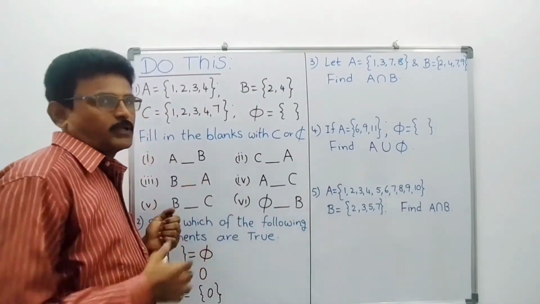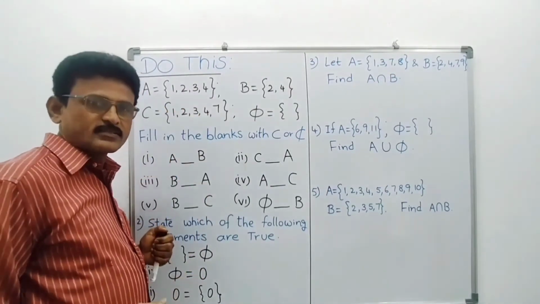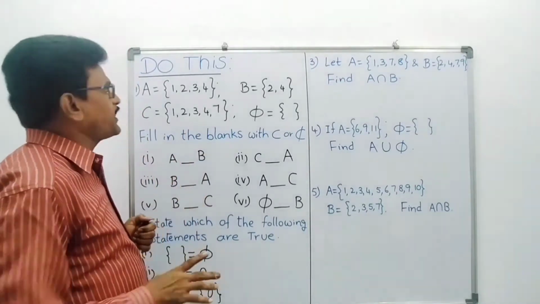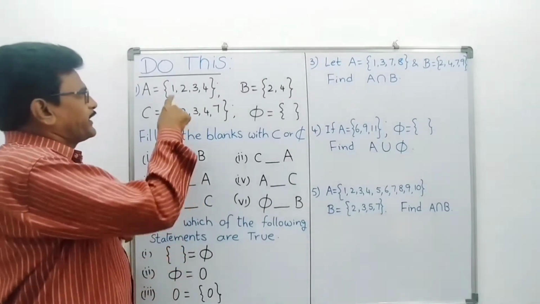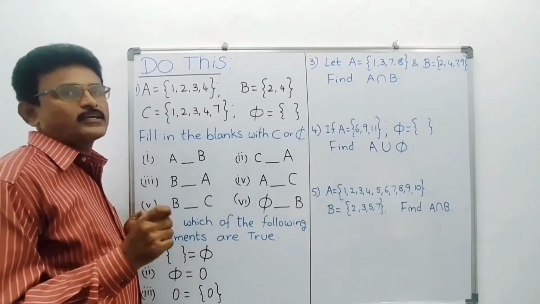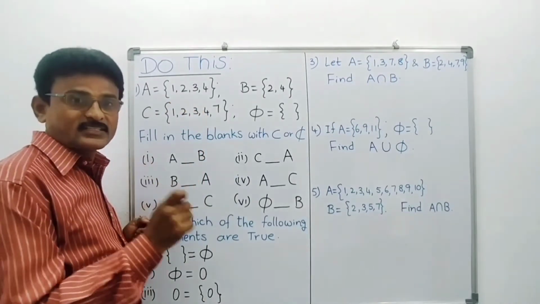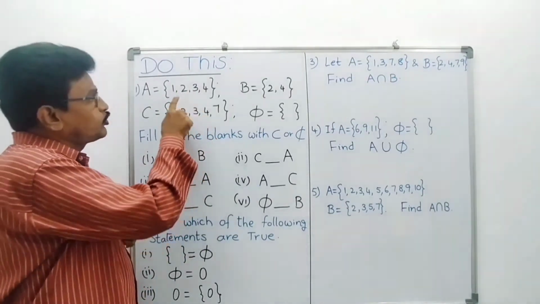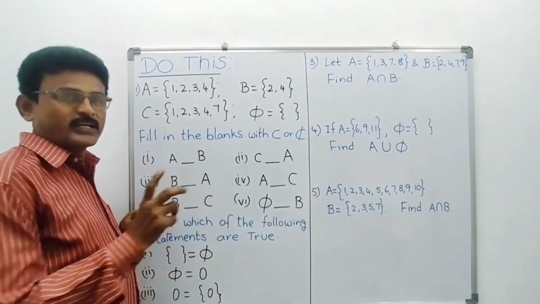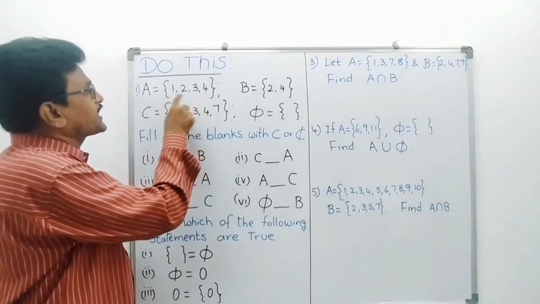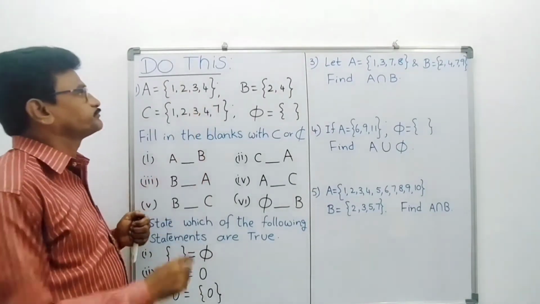Now do these problems. First one, set A, he has given elements 1, 2, 3, 4. Students, all of you remember, a set is represented by capital alphabets, and elements are represented by small alphabets or numbers. These are said to be elements. Elements are separated by commas. Don't forget to put commas between elements. And the set of elements is represented within braces. This is the starting brace, this is the ending brace, right?